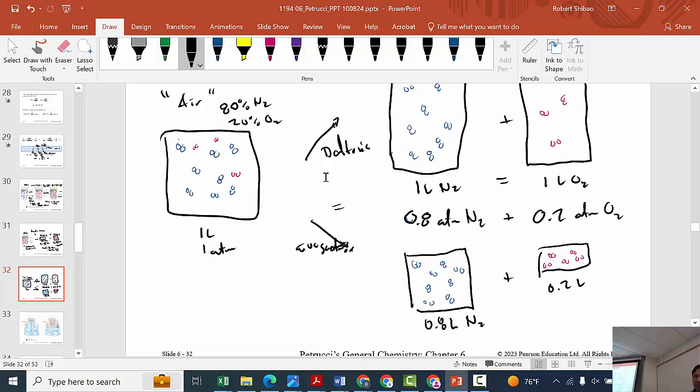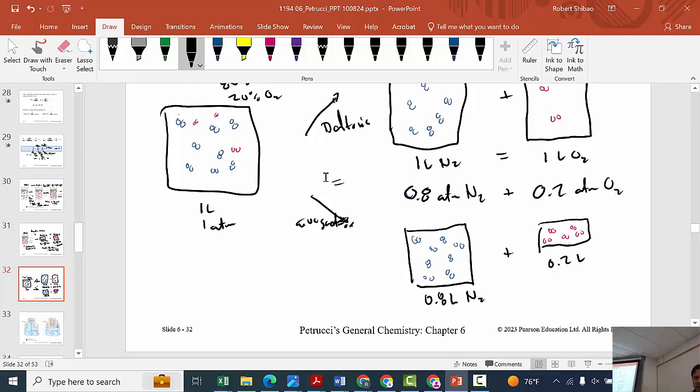In order to have the volumes additive like this, what has to be the pressure? What's the pressure of the nitrogen? 1 atm of nitrogen. And what's the pressure of the oxygen? 1 atm. And so Dalton's, we have to make sure we have constant volume, and Avogadro's has to be constant pressure.